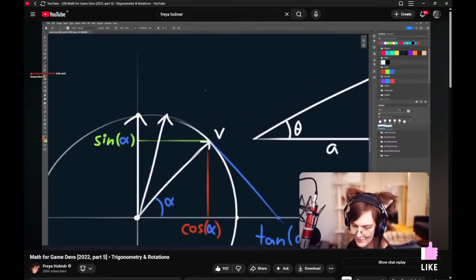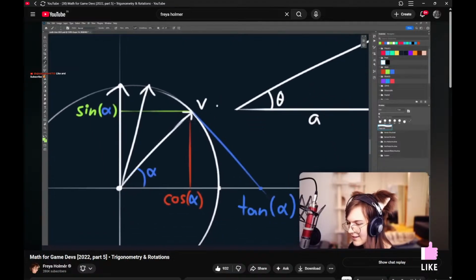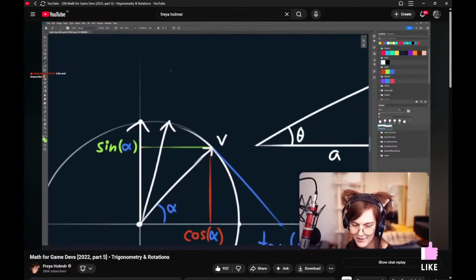But I should probably also mention that the tangent can be defined using the sine and the cosine.